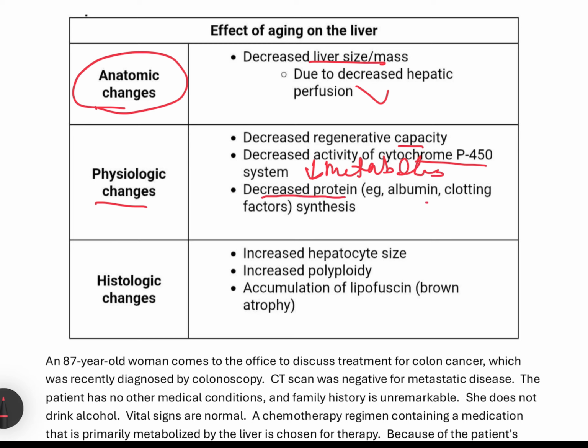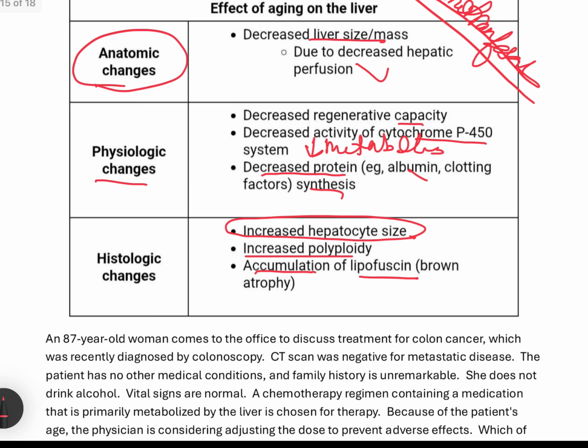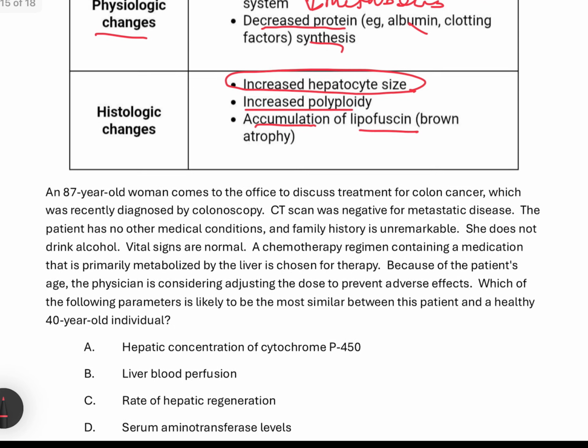There will be decreased proteins, albumin, and clotting factor synthesis. Histological changes: there is an increase in hepatocyte size, increased polyploidy, and accumulation of lipofuscin, that is brown atrophy. So it is all about the liver. If you are talking about a healthy person, there is no change in aminotransferase enzymes. When you are doing LFTs, they are normal, no change in enzymes, if the person is healthy.